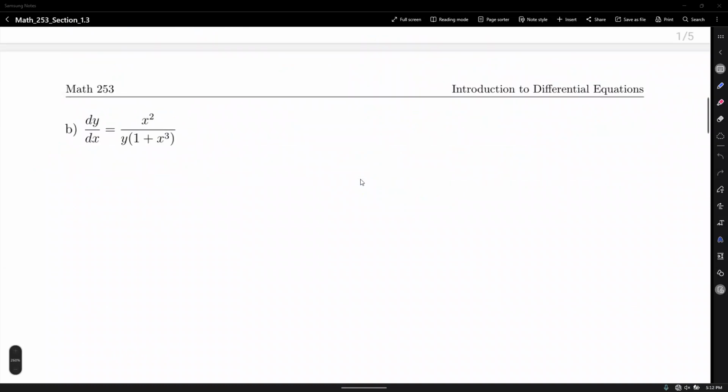Example letter B, we have another separable equation. How do we know this is a separable equation? Because we have the product of a function of x times another function that depends only on y separately, so we don't have additions of the two variables really.